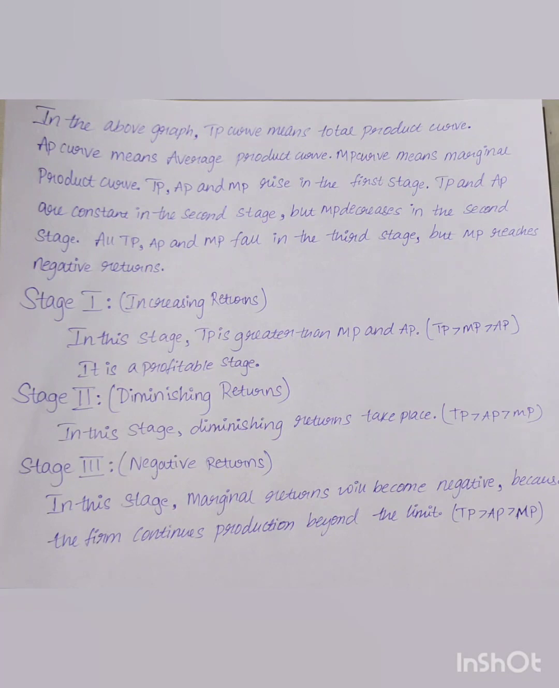Coming to stage 2, diminishing returns. In this stage, diminishing returns take place. And coming to the third stage, it is negative returns. In this stage, marginal returns will become negative because the firm continues production beyond the limit.